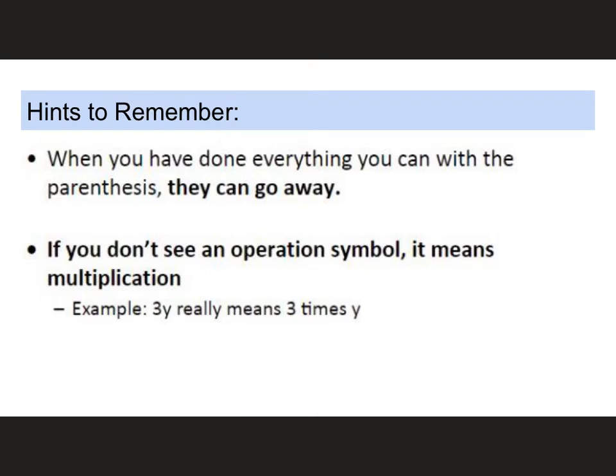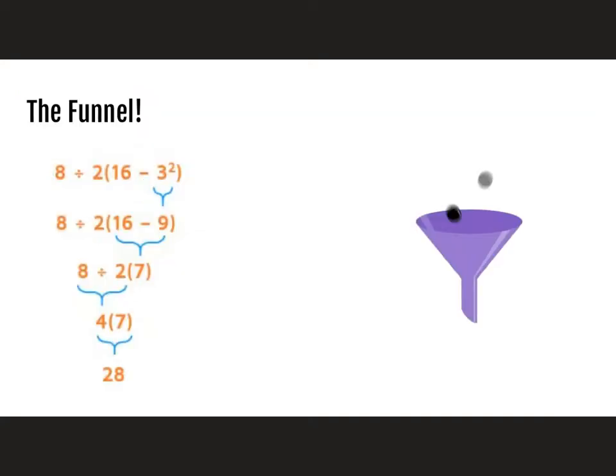So a few hints for us to remember. First off, when you've done everything you can with the parentheses, so you can't simplify any further within those parentheses, you can get rid of them. Also, if you don't see an operation symbol, so for example, 3y really means 3 times y. If something is touching like that, another example could be like this. Since this 3 is touching the parenthesis, we don't see an operation. That means times.